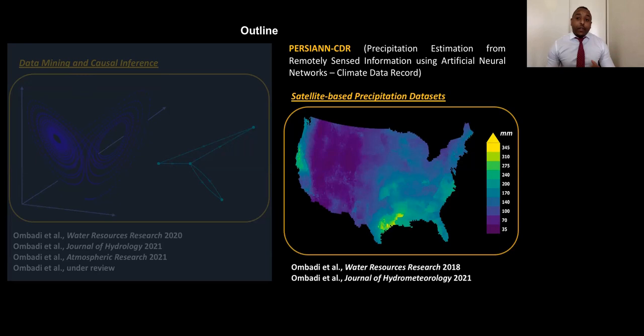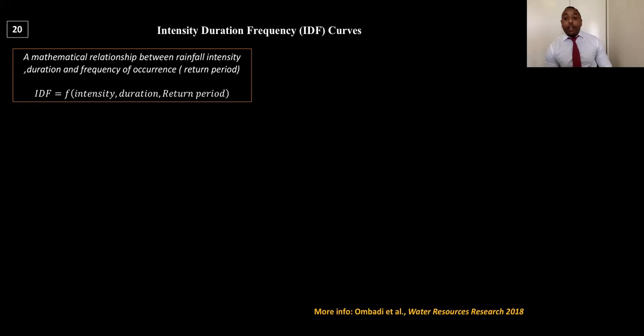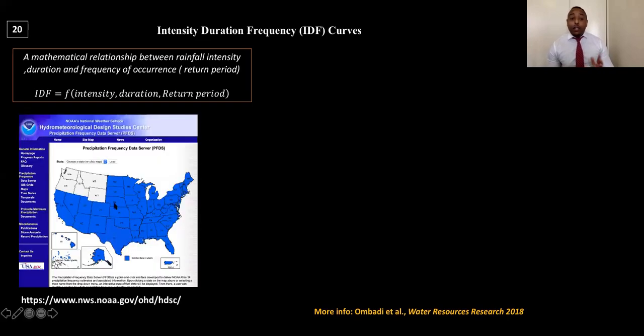So the objective of the first study in which Persian CDR was used is developing what is known as intensity duration frequency curves, IDF curves. So what is an IDF curve? Well, an IDF curve is a mathematical relationship that links the intensity and duration of extreme rainfall with their frequency of occurrence. And if you go to this website of NOAA Atlas 14, then you will be able to obtain IDF curves for almost any region in the United States.